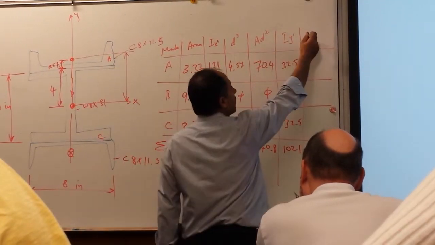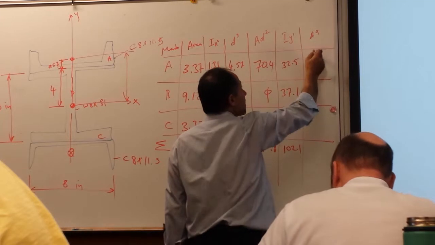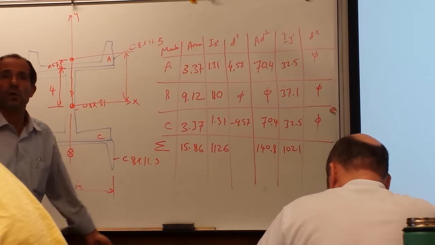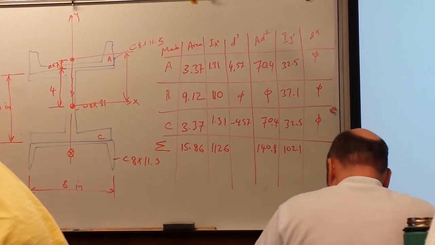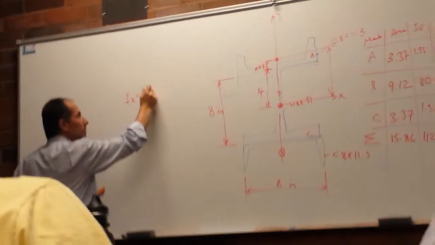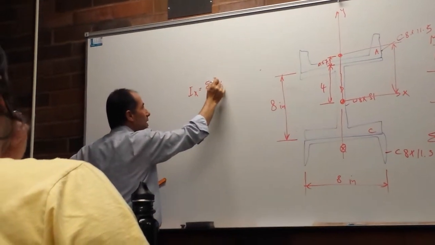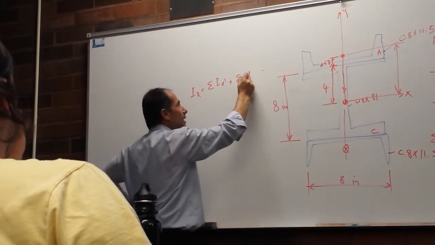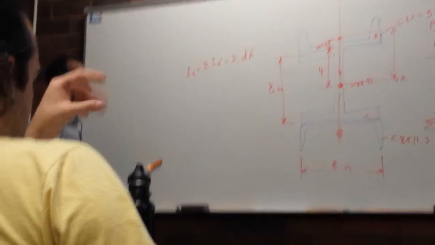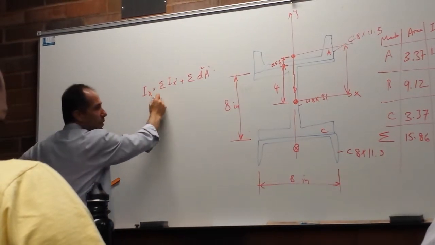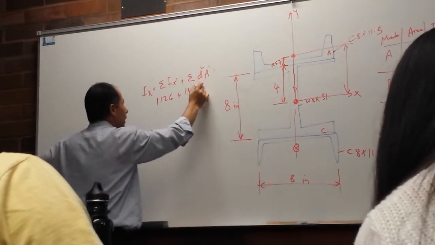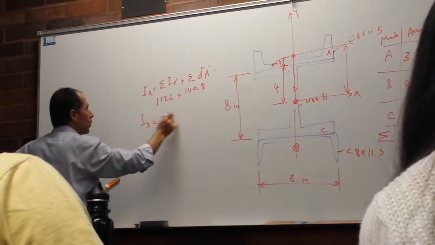Now, if you want to go to D on X, it is 0. You don't need to put it. AD square is going to be 0, so no need to add it. So, Ix is the sum of Ix prime plus the sum of D square A, correct? The Ix is 1126 plus AD square, 140.8, or Ix equal.